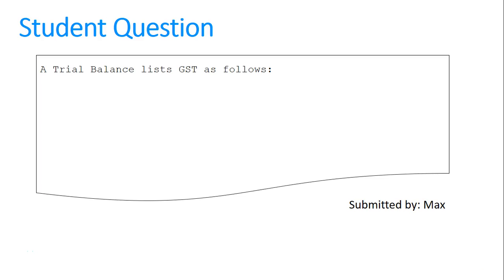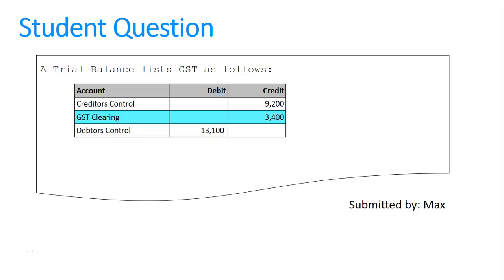Our question today is from Max, and he's got a trial balance which lists GST as follows. There's a whole bunch of other items, but what we're looking at is the middle item there. GST Clearing has a credit balance of $3,400. And the question is, what sort of item is GST in this trial balance?